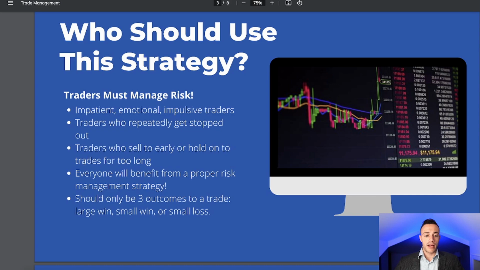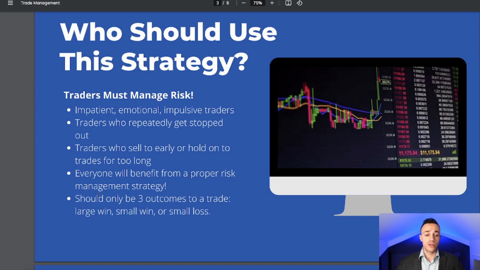Anyway, traders must manage their risk at all moments of time. Listen, if you're trading, there should only be three outcomes to a trade: the large win, the small win, or the small loss. If you can eliminate the large loss from your trading, you will be a profitable trader. It's that simple. Just eliminate the large loss. This strategy allows you to eliminate the large loss altogether. So this is absolutely of the utmost importance when you are trading, especially if you're trading with leverage. You eliminate the large loss and you're green.